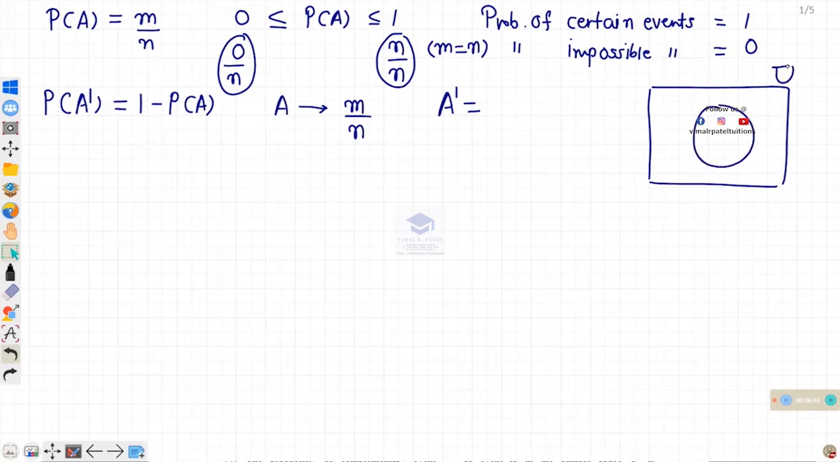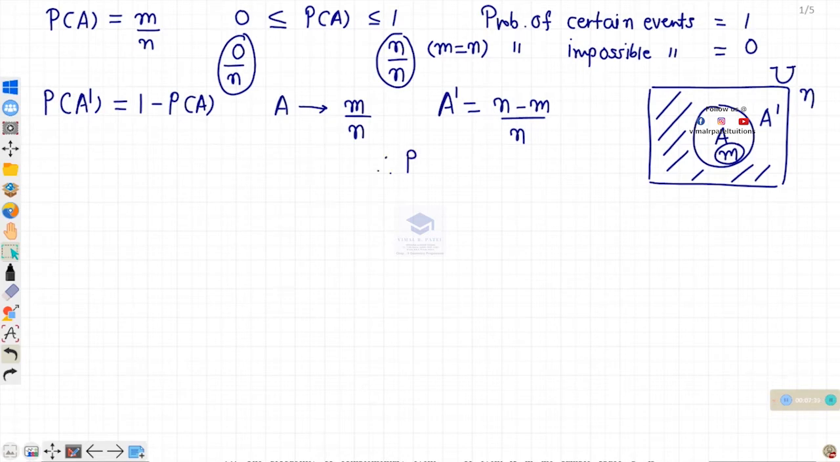This is your U. This is your A. This is your A dash. So total outcomes n. For A, favorable outcomes are m. So for A dash, it will be n minus m upon n. Out of total outcomes, if I subtract the favorable outcome of A, I will get favorable outcome for A dash.